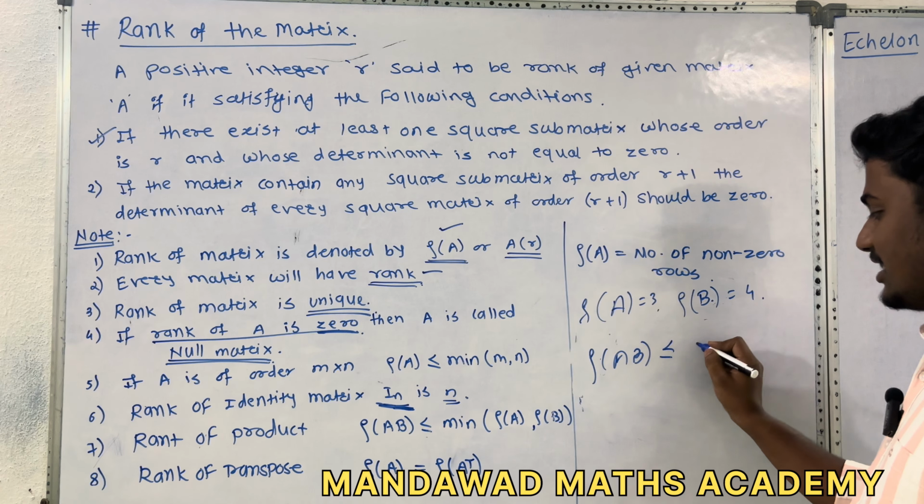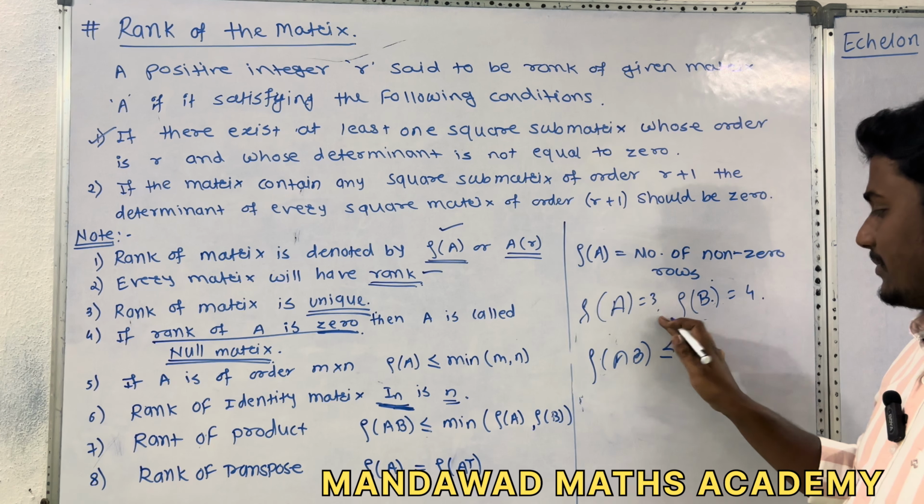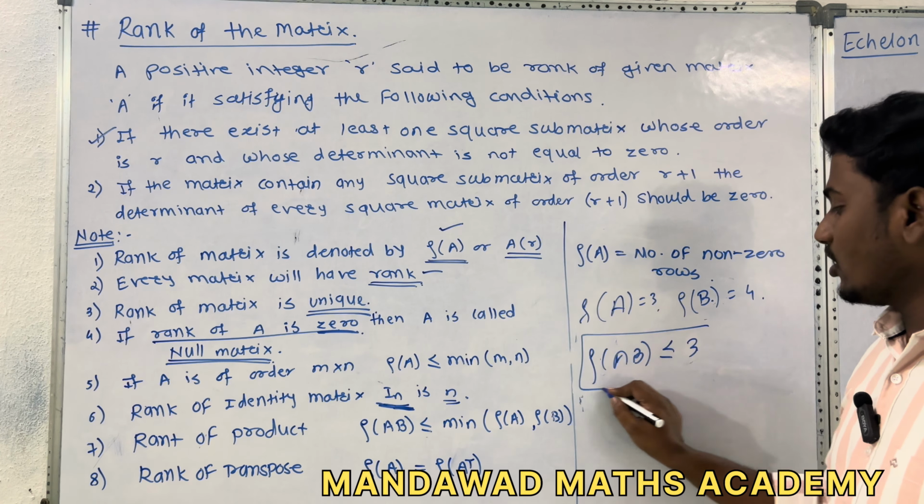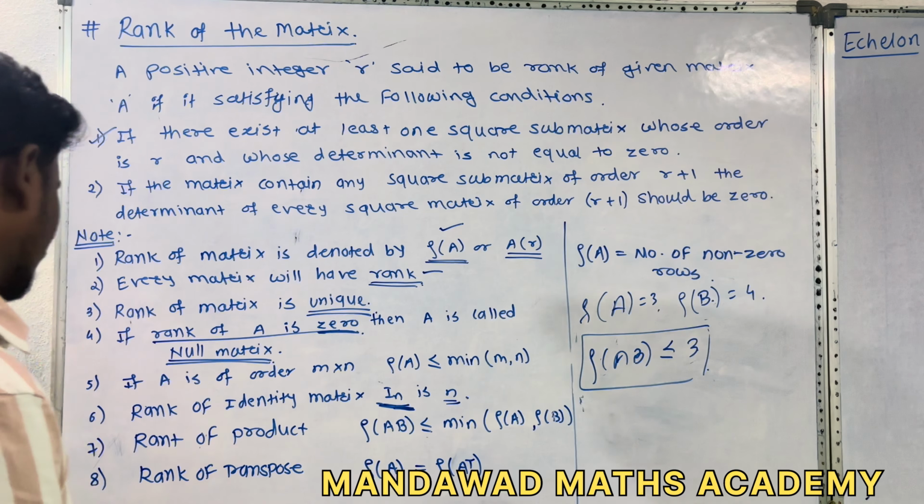That should be less than or equal to the minimum of 3 comma 4. What is the minimum number? 3. So therefore, rank of A into B should be less than or equal to 3.